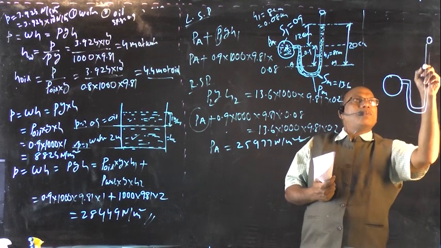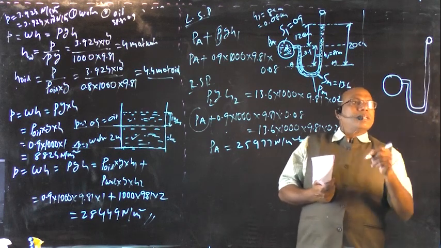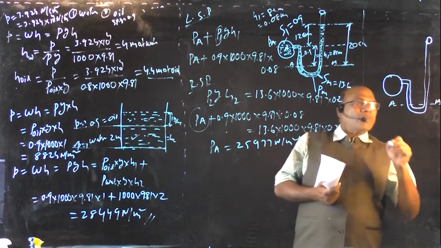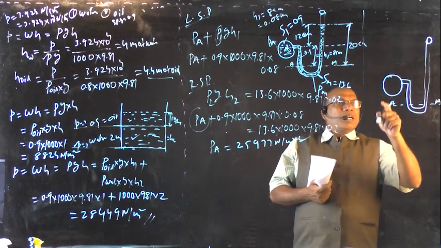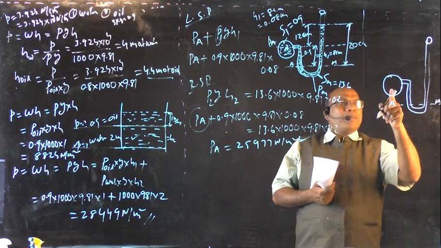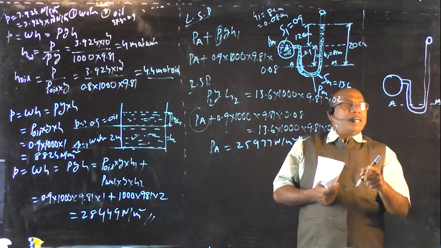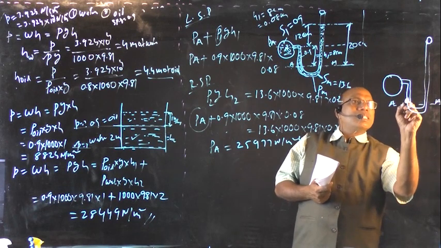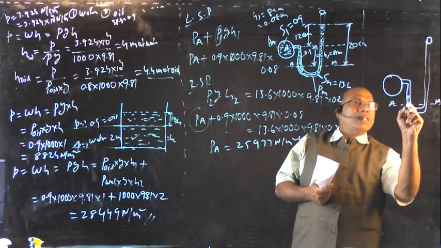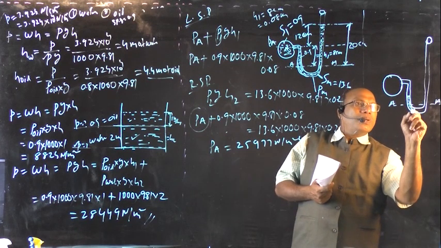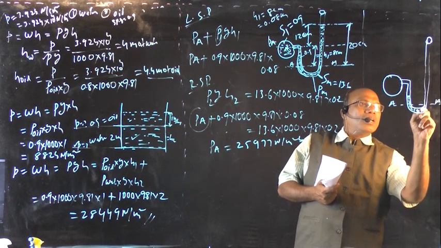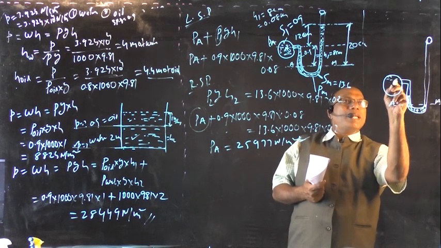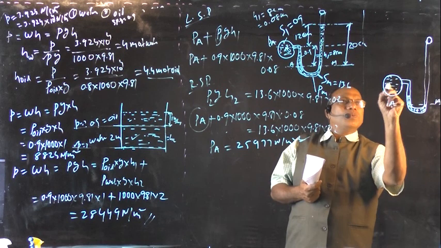This is the left limb, open to atmosphere. This is the datum line AA. Here what is happening? The pressure in the pipeline is vacuum, that indicates that the mercury moves towards the left. Suppose this is the mercury level. The mercury moves towards the left because the pressure in the pipe is negative.